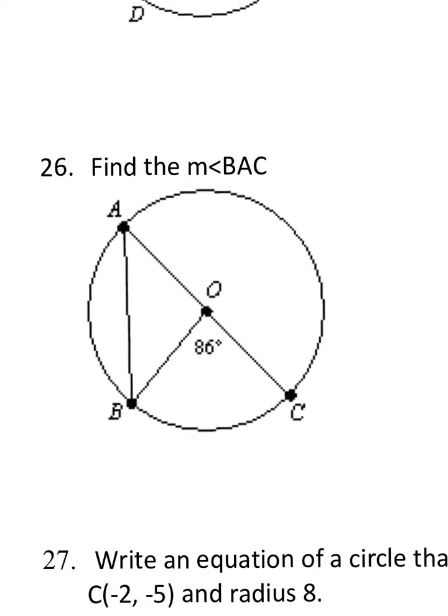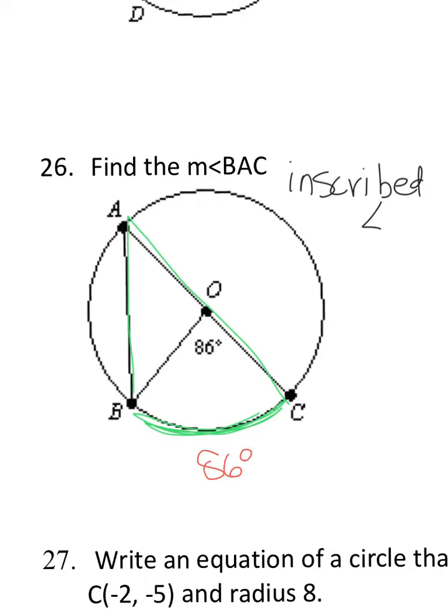And number 26, find the measure of angle BAC. So BAC is an inscribed angle. Inscribed angles are half of the measure of the arc. So this one has a central angle of 86. So this degree measures 86, therefore this is half of 86, so this is 43 degrees.